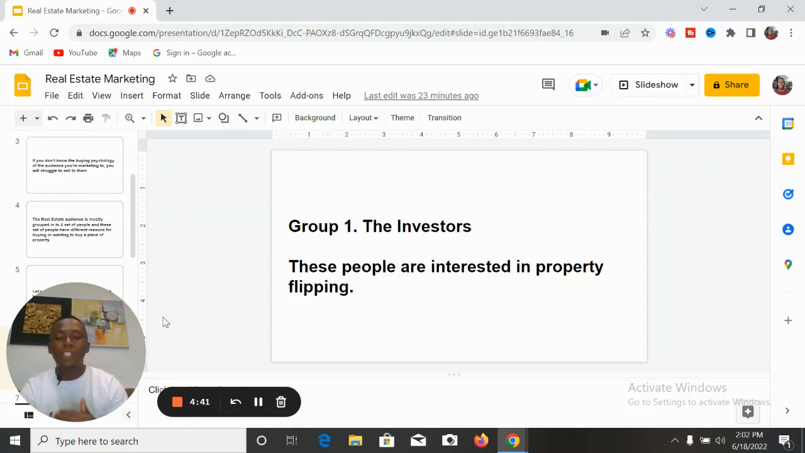So these people, they're interested in property flipping. They buy a house today for 6 million, they sell it for 8 million. They buy land today for 1 naira, they sell it for 5 naira. So if you meet this kind of people, you should know the exact thing to tell them why they should invest in this piece of property.